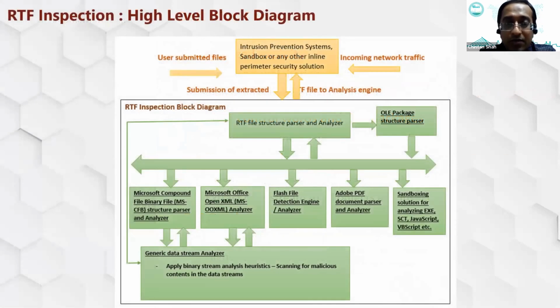So this is the high-level block diagram. We have an RTF structure parser, we have an OLE structure parser, we have a compound binary file format parser, we have an Office OXML parser, we can have Flash file detection, PDF file detection, and we can have a sandboxing solution which could be plugged into this module. This is scalable. You could plug in other modules as well, as per the inspection requirements, and this will help us parse the RTF and then use any other modules which can inspect other file formats to see whether the RTF file turns out to be malicious or not.